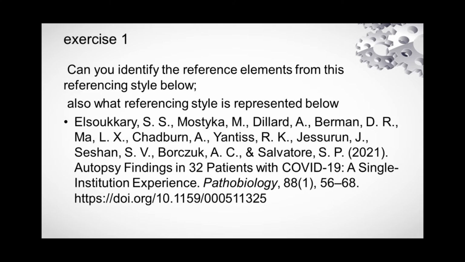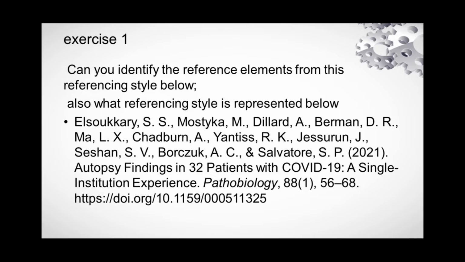All right. So, in 32 patients with COVID-19, a single institution experience. Then the name of the journal where this article can be found is Pathobiology. The volume is volume 88. So far, 88 volumes of this journal have been published.